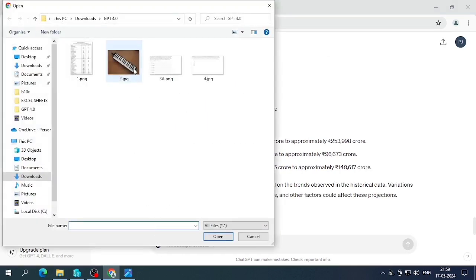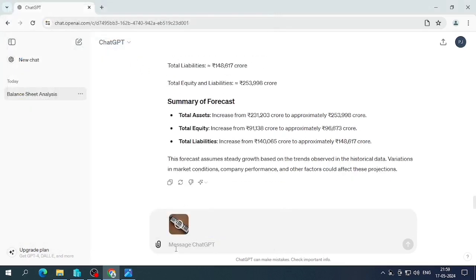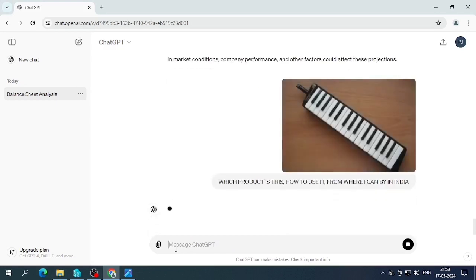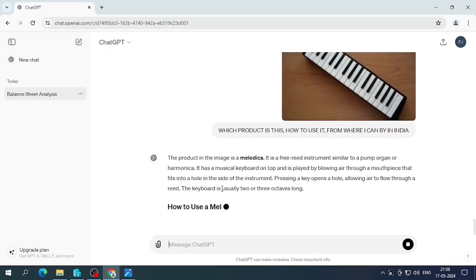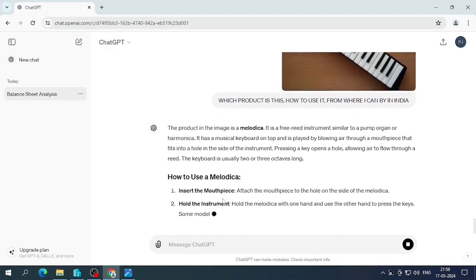This one is a musical instrument, and I'm not aware what it is, where I can buy it, or how I can play it. So I'm giving a prompt: which product is this, how to use it, and where I can buy it. In India, I am giving a specific location. So this is a Melodica, and all the details from this image have been generated.